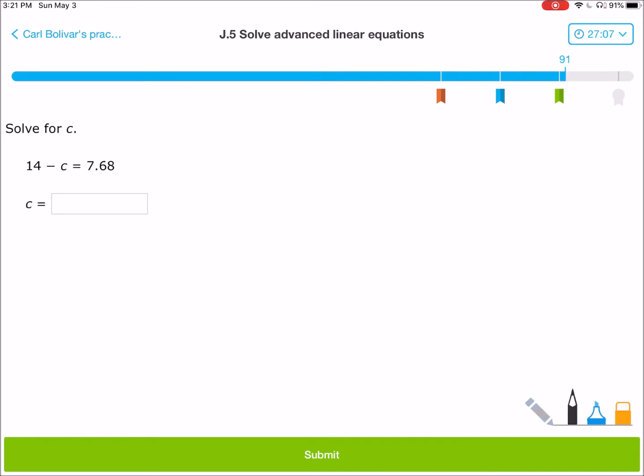Okay, you solved it. So now let's try solving it. 14 minus c is equal to 7.68. Alright? What I would do first is take this and put it to the other side. What we're trying to do in these solving linear equations is isolate the variable by itself, nothing with it, isolated. So we will subtract 14 from each side.